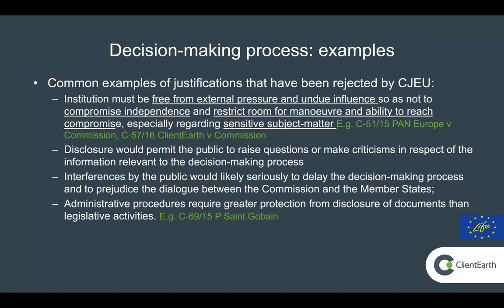Quite often we hear that the documents can't be disclosed because the institution must be free from external pressure when it takes its decision, and must be free from undue influence, so that its independence is not compromised, and its room for manoeuvre and ability to reach an internal compromise is not compromised. They often say that this is even more so the case when the subject matter of the decision is sensitive. They also say that disclosure would permit the public to raise questions or make criticisms in respect of the information relevant to the decision-making process, and that this would undermine the process.